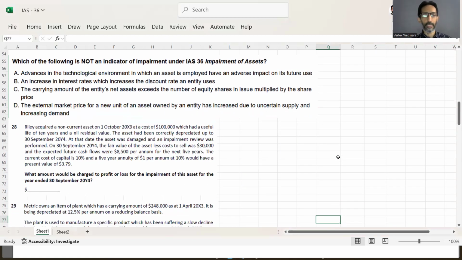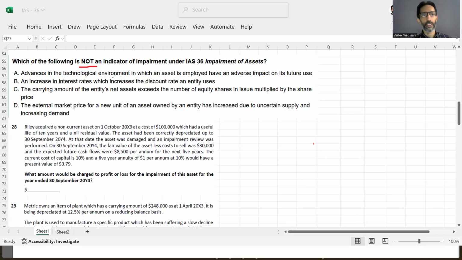So we have already had a discussion on the requirement that we are looking at indicators of impairment. And since the question wants us to find something which is not an indicator, we can expect that 3 of the options would be indicators, and one of them is not going to be an indicator. So let's see the first one.